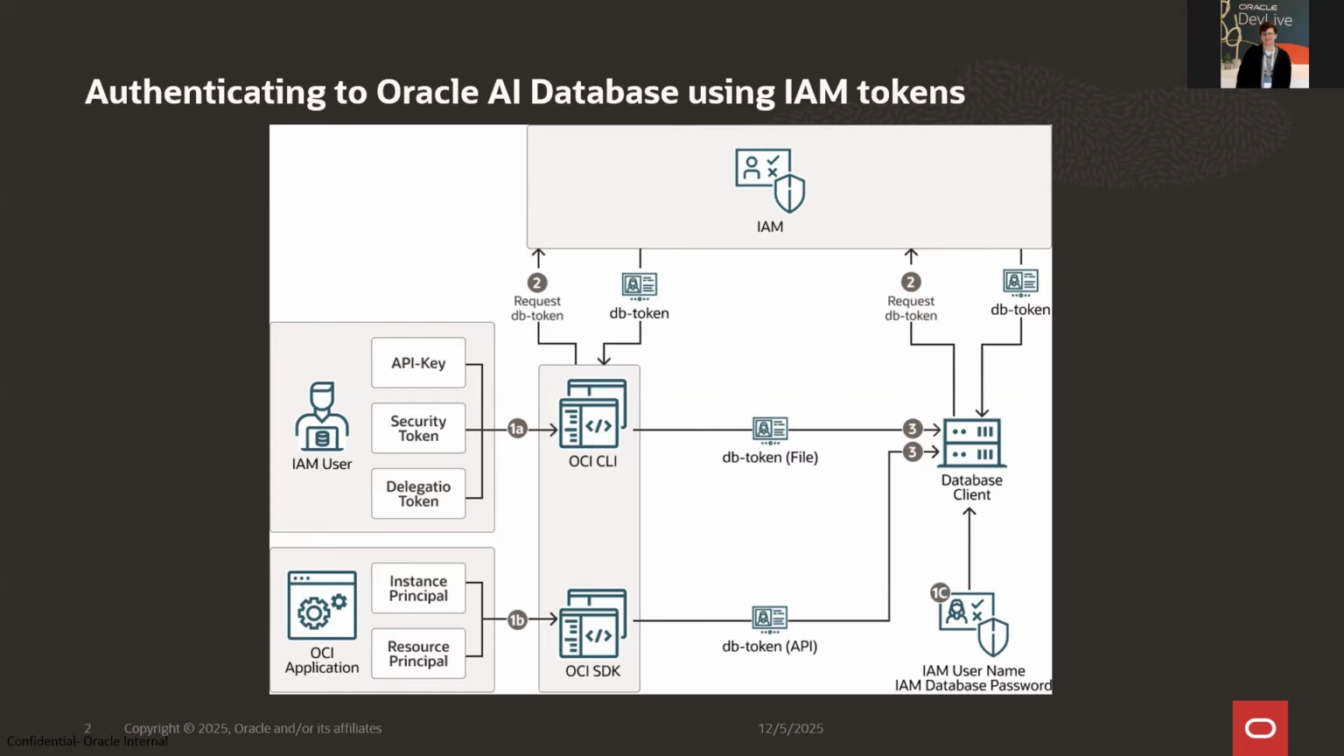Likewise, you can also use this token with OCI applications. So in the case where you don't want to use long-lived credentials like an API key, you can use some of the methods that we have built into OCI, such as instance principals and resource principals. In the case of instance principals, these are using OCI VMs and authorizing OCI VMs to access the database. And resource principals are authorizing Oracle services, OCI services, to access these services.